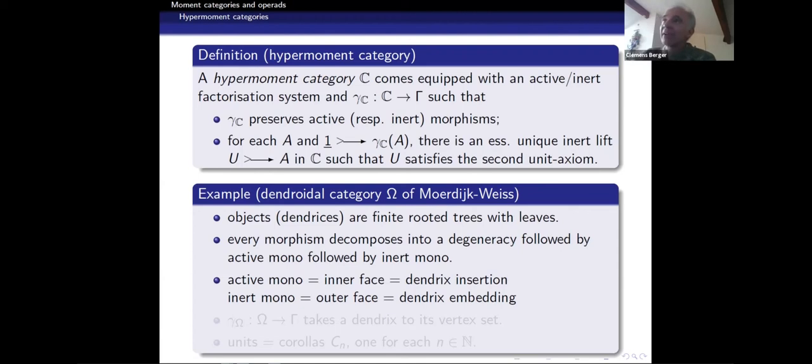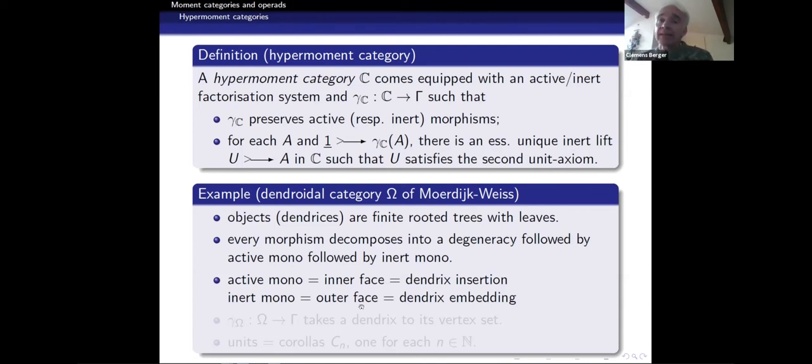What you do is that you partition your target, where one part is given by your inserted tree. So this is a partition, while the inert monos correspond to embeddings. An embedding means that you can see a tree as a subtree of another one. So this is a dendrix embedding.